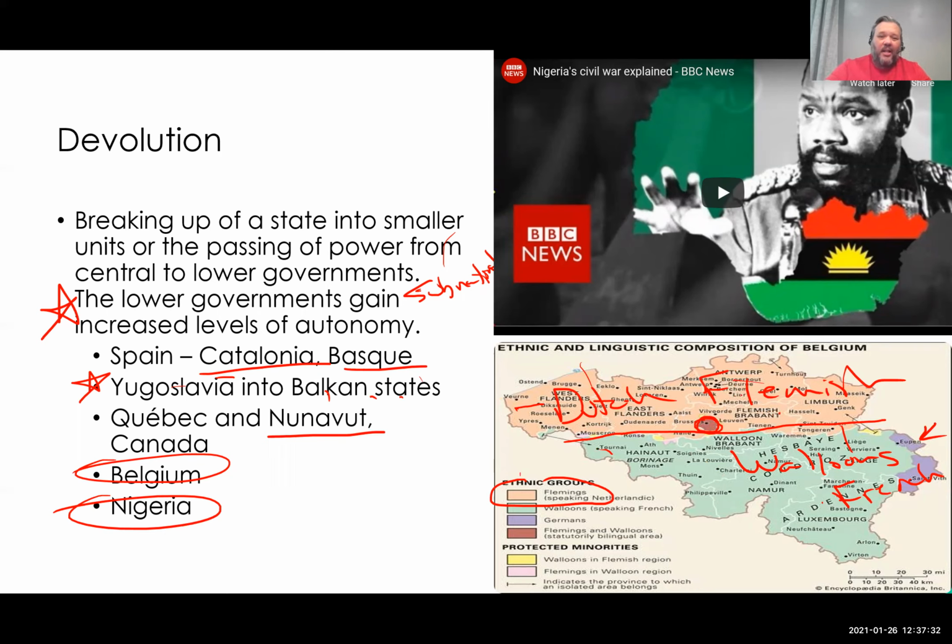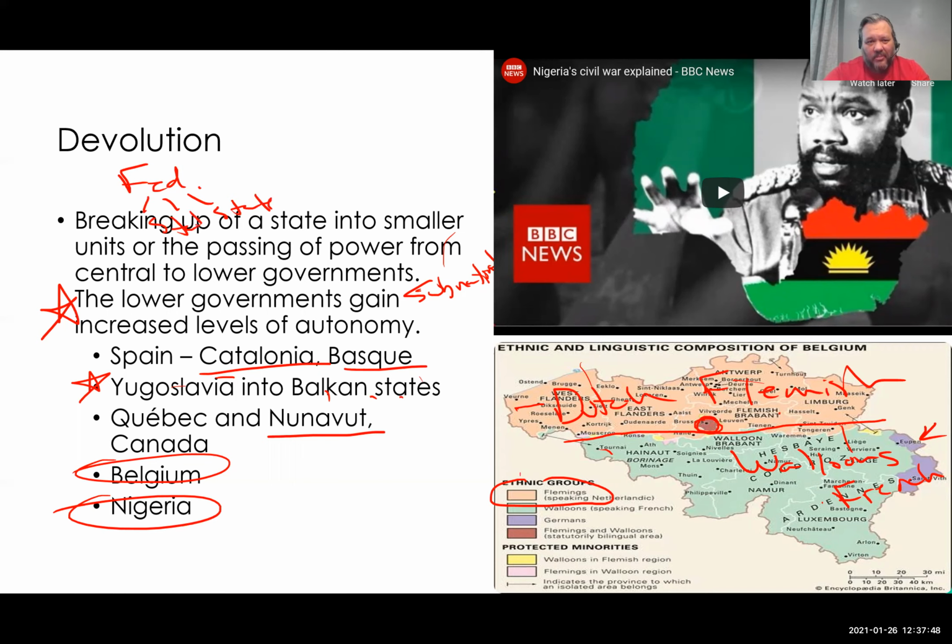So anyway, Belgium is definitely an example of devolution. It's not a unitary government by any stretch. It is a federalism. And remember, with federalism, we've got the federal government up here, and then we have the state units down here.